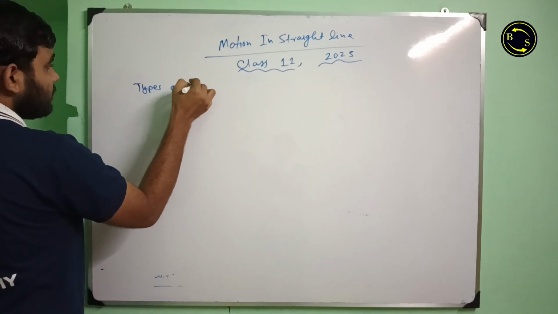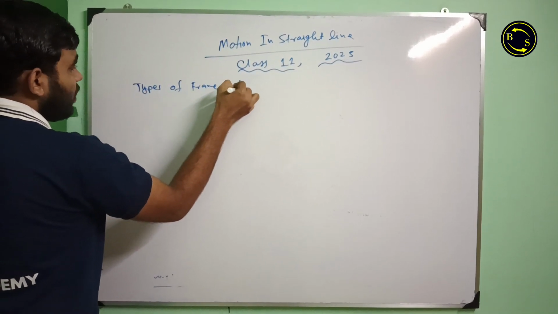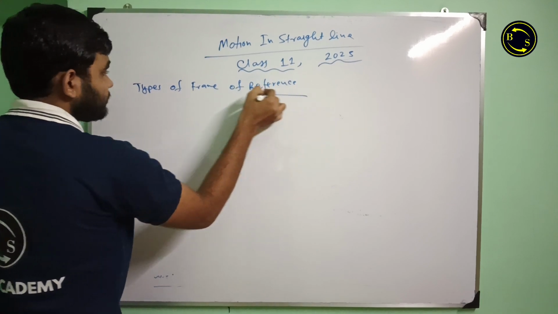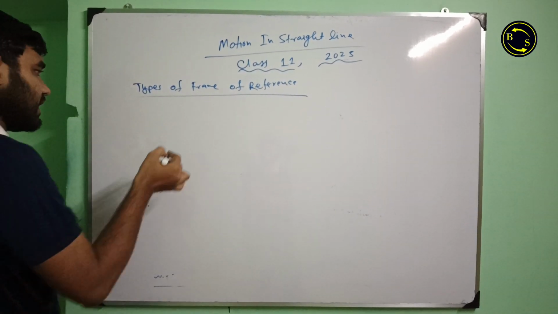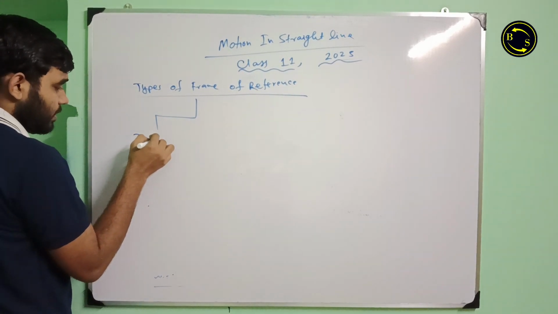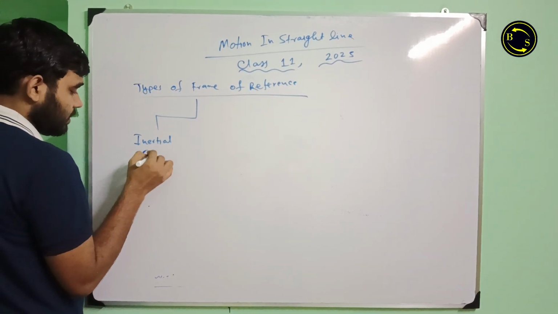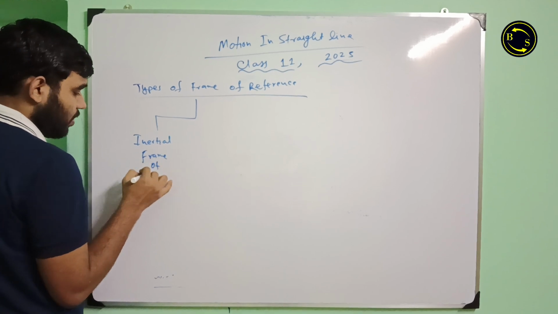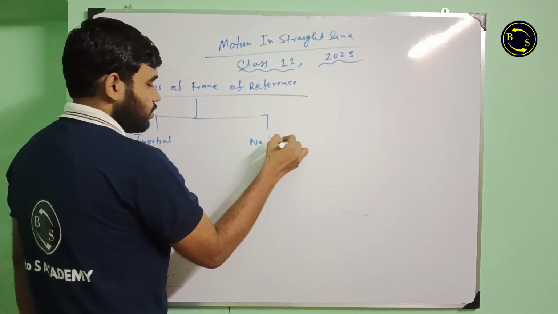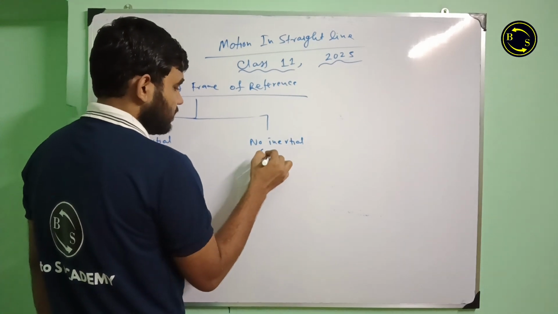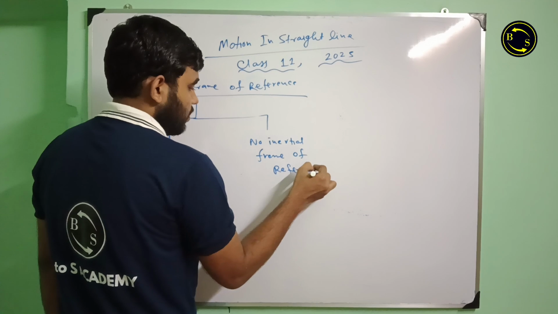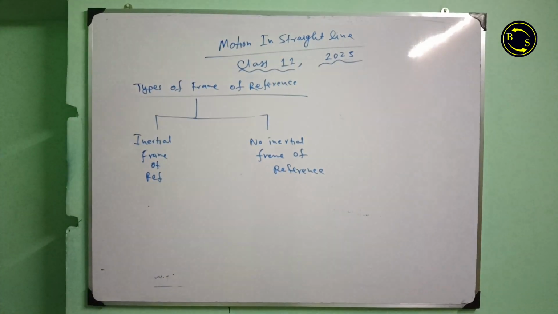Types of frame of reference. There are two types of frame of reference. Number one is inertial frame of reference, and number two is non-inertial frame of reference. What is inertial frame of reference?